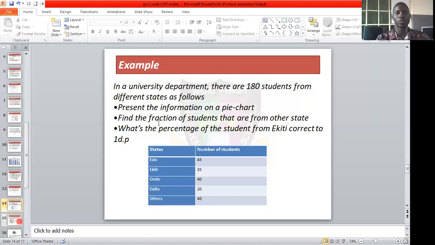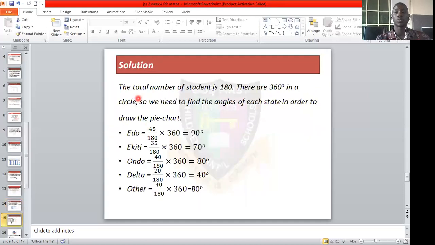Number 1, Edo is 45 students. The total number of students is 180, and there are 360 degrees in a circle. So we need to find the angle of each state in order to draw the pie chart. Each number over the total, times 360, will give you the sector of each piece of information.